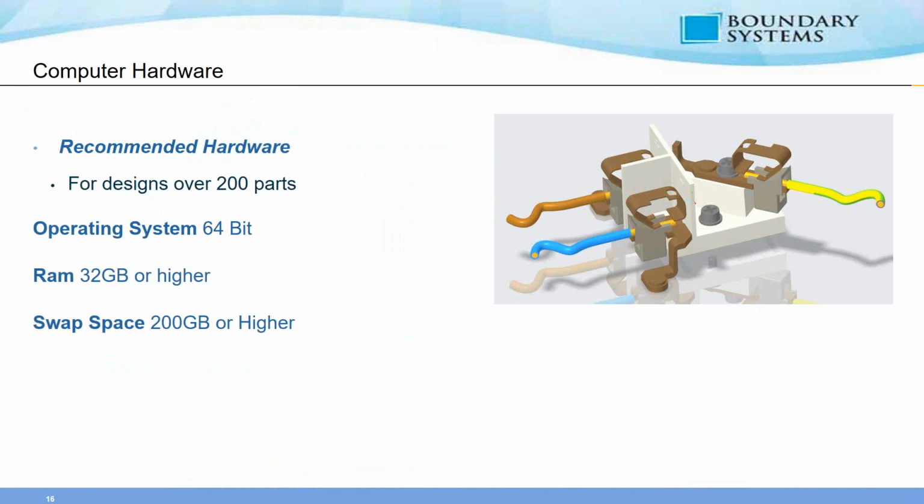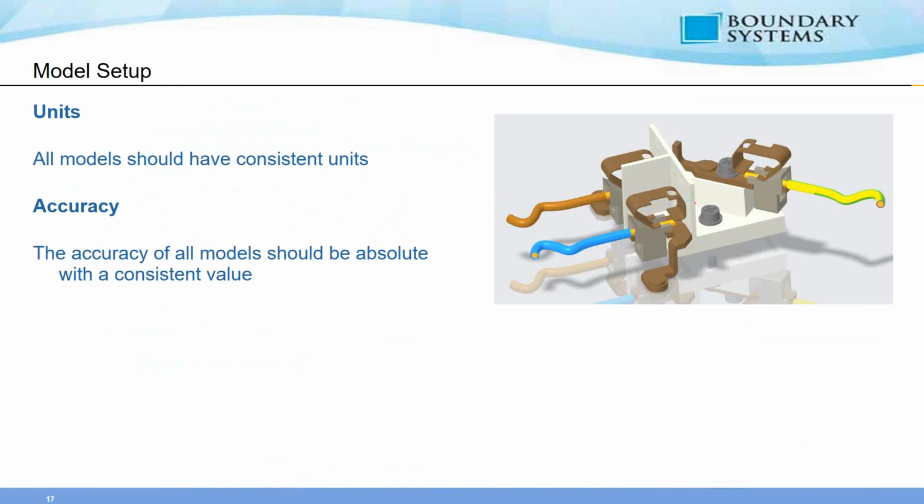So here's the recommended computer hardware. You can see for designs over 200 parts, of course, a 64-bit operating system is good to have, 32 gigs of RAM or higher, and a swap space of 200 gigs. For units, all units should be consistent within your assembly, okay? And the accuracy of all the models should be set to absolute with a consistent value.